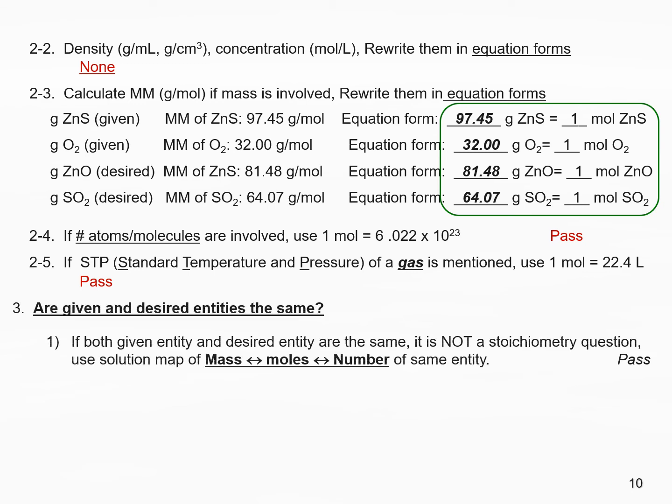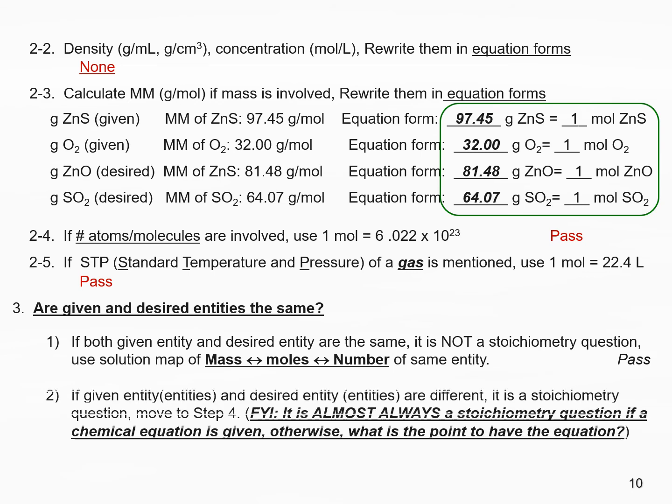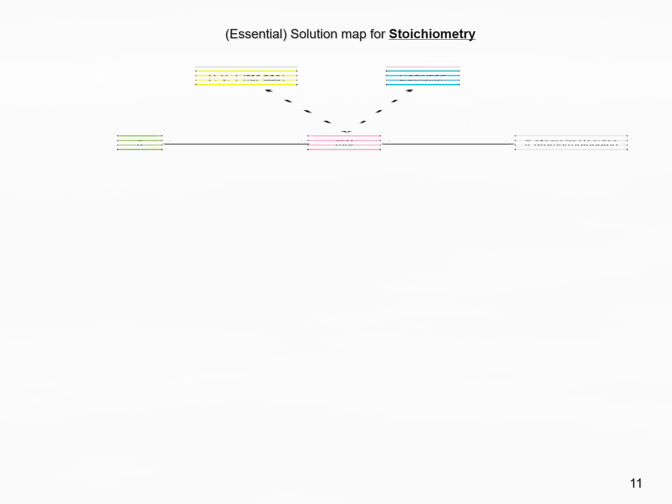Step 3, is our given and desired entity the same? After we label reactants and products, we realize the question gives the amount of reactants and asks for the amount of product. So it's not about the same entity, and that is about stoichiometry.